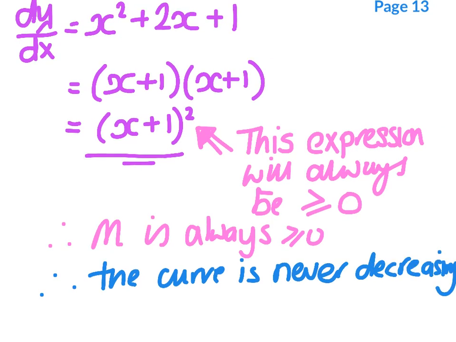Just be careful here, it's tempting to say that the curve is always increasing, but it's not. Most of the time it will be increasing, but if it is actually equal to 0, it would be stationary. We're going to have a lesson on stationary points next.